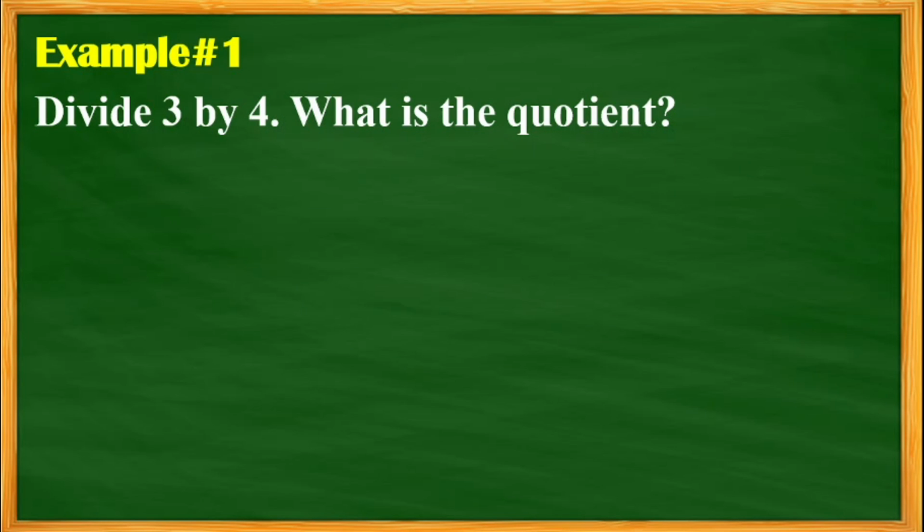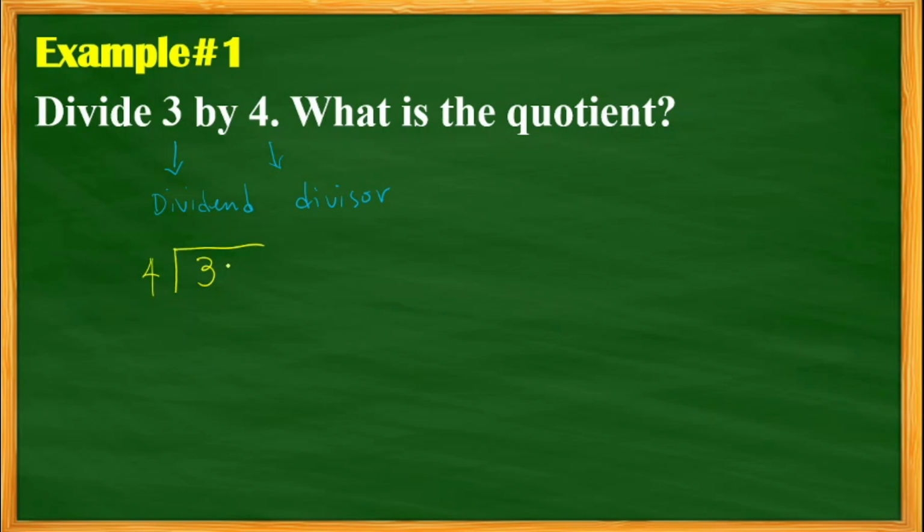So divide 3 by 4. What is the quotient? So let's divide. So this would be our dividend and this would be our divisor and the quotient. So this would be the answer. Now let's write this one in this form. So dividend is inside the long division bar and divisor is outside the long division bar. As you can see, we cannot divide 3 by 4.